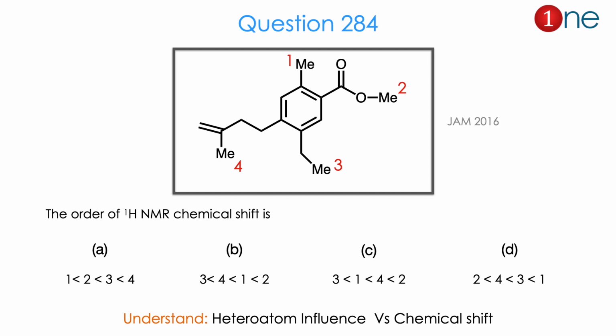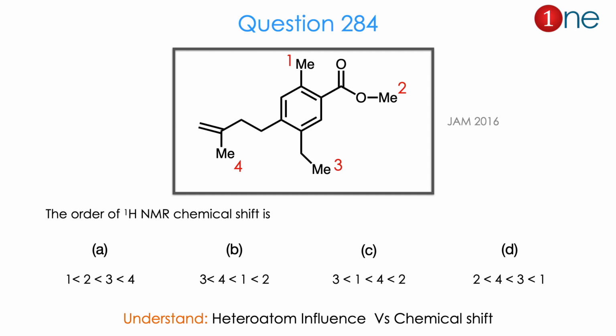Here let us look at the next question. The next question is a benzene attached with many functional groups. One is a methyl group, another is an ethyl group, one is an ester, and another is a long chain alkene with methyl there. Basically they ask you to identify the protons and the chemical shift of the identified groups. Here 4 groups are identified, and you have to find the order there, which one is higher and which one is lower.